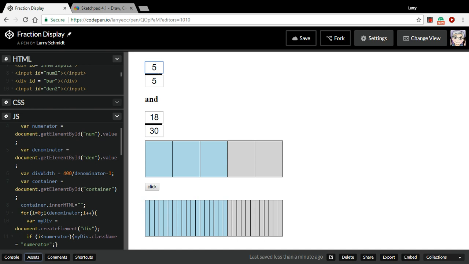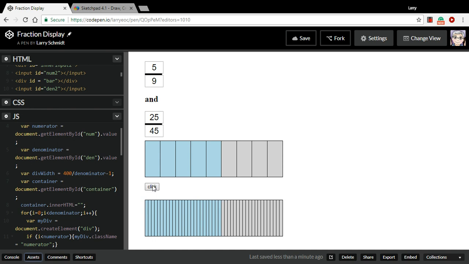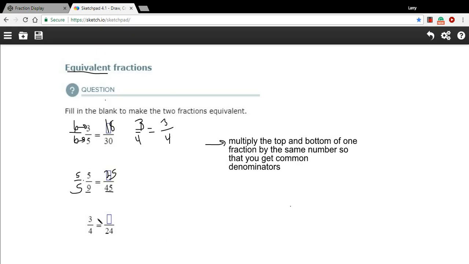So 5/9 and 25/45. Let's see what that looks like. Yeah, there we go. They line up too. 5/9 and 25/45. Looks like we got that one right. And let's do this last one.